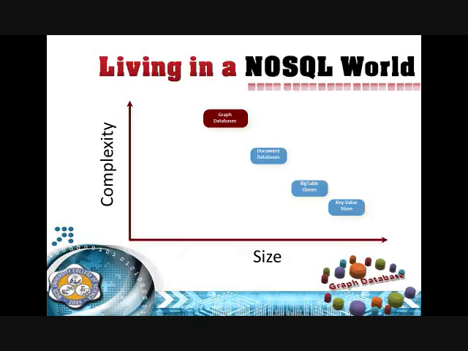So graph databases are amazing at handling complexity. So if you have a domain that is very rich, highly connected, semi-structured, this is the best choice for you. But it's more challenging to handle graph databases with large dataset size. And it has 90% of use cases.